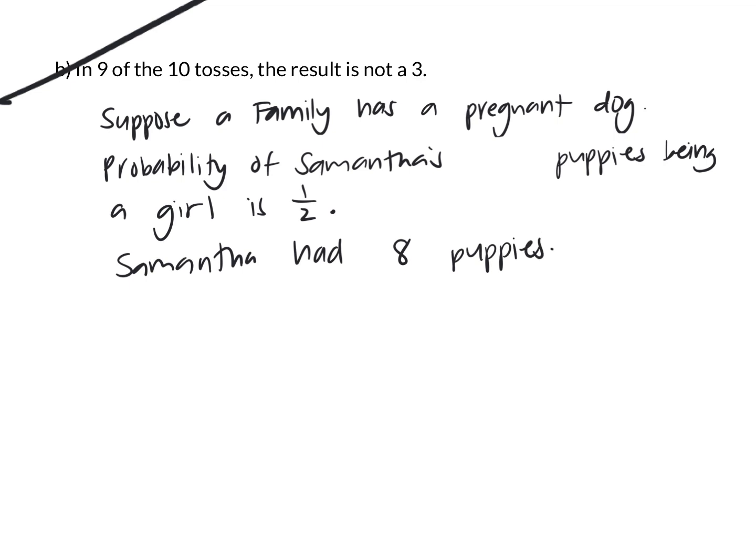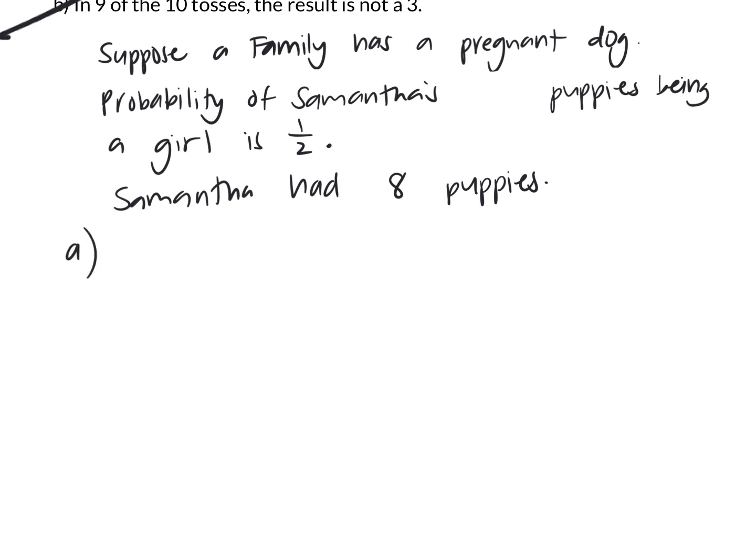Okay, we're going to find some different probabilities of events. The first one that we're going to find is what is the probability of Samantha having exactly 4 boy puppies.